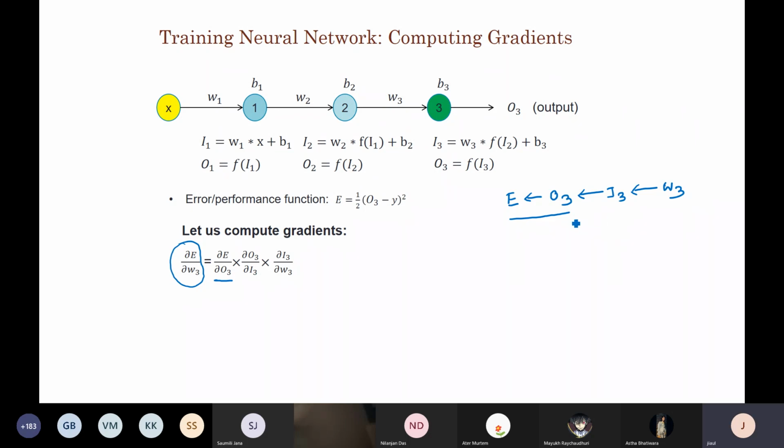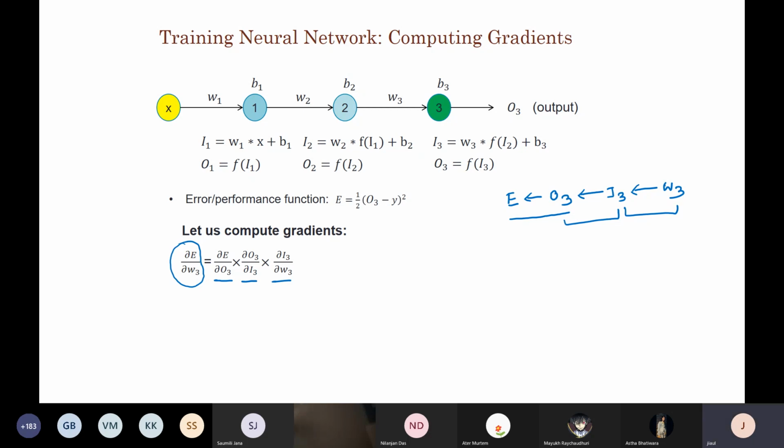Okay, now O3 depends on I3, so this expression. Then I3 depends on W3, then my this expression. So that is the way we can very conveniently and easily compute the chain rule, or the derivative of a particular quantity with respect to a particular parameter.